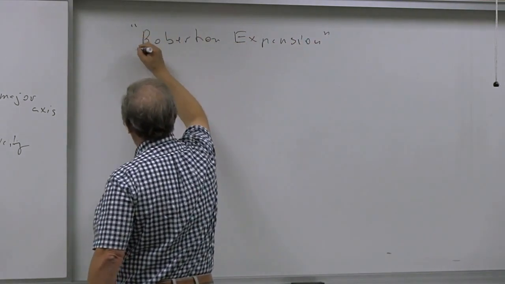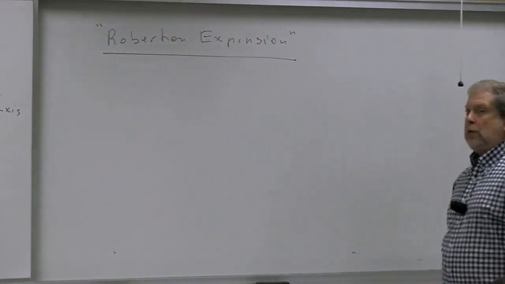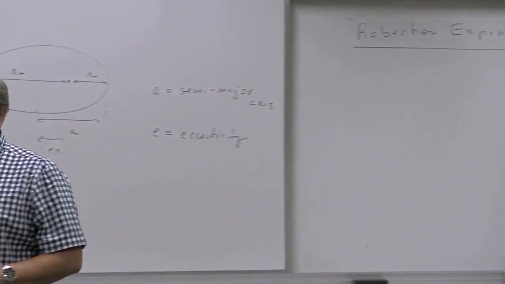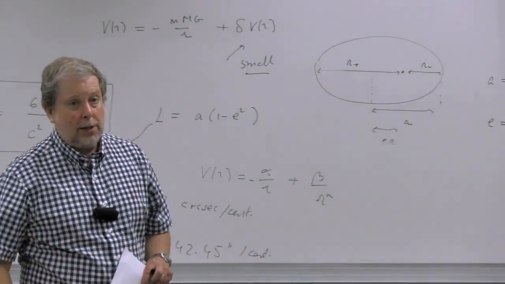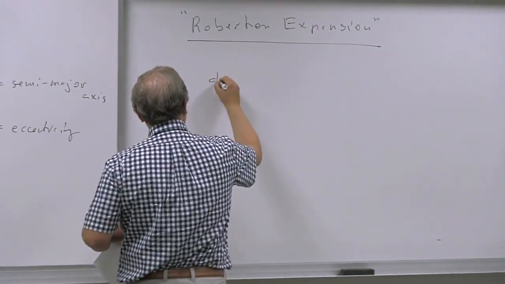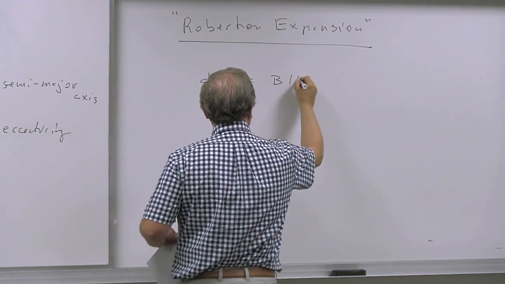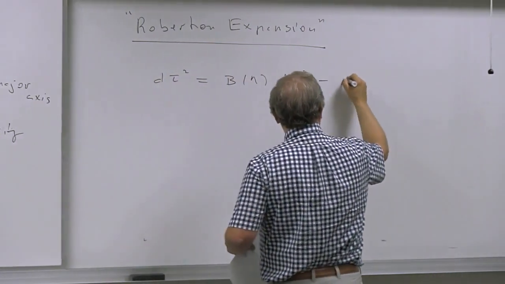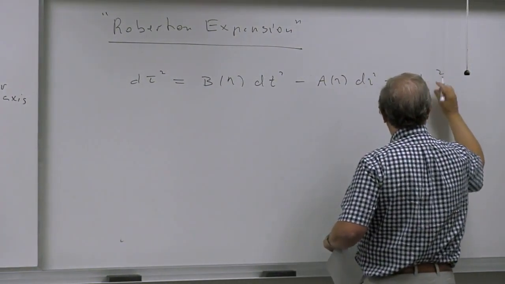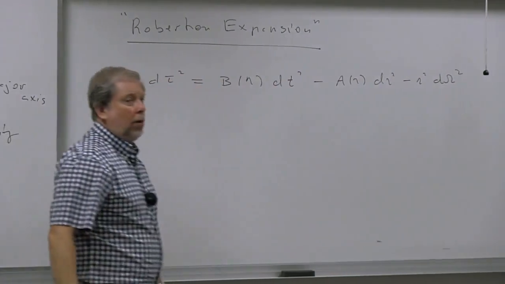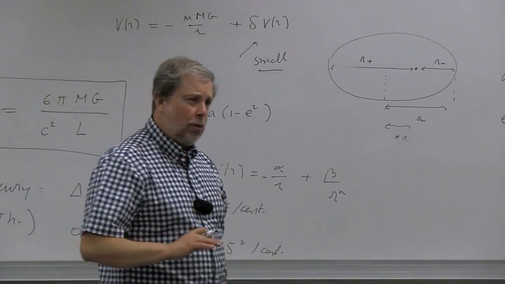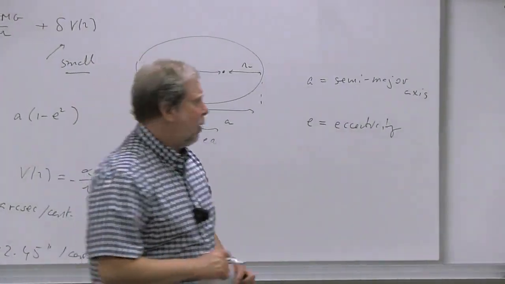The Robertson expansion says, look, maybe general relativity is not completely right. There are some small effects that are due to something else that we don't know and we don't understand. And so let me still write the static isotropic metric as d tau squared equals B of r times dt squared minus A of r times dr squared minus r squared times d omega squared. Let me still write the metric in this form. And now it is a characteristic of the Schwarzschild solution that A is equal to B to the minus 1. That follows from the Einstein field equations.